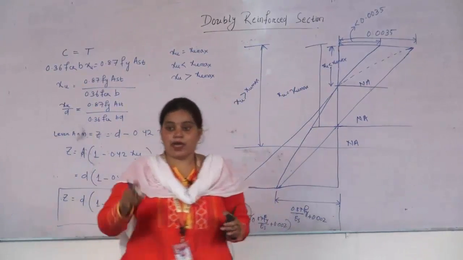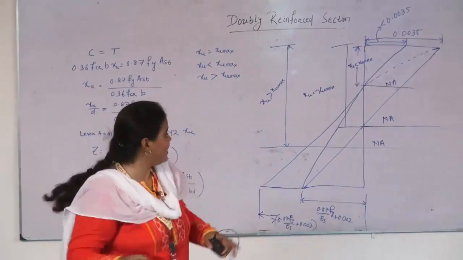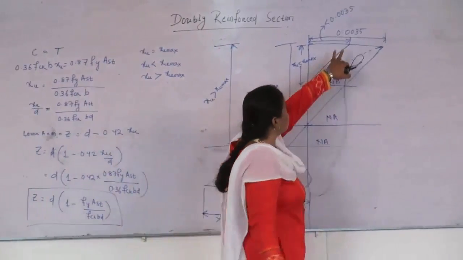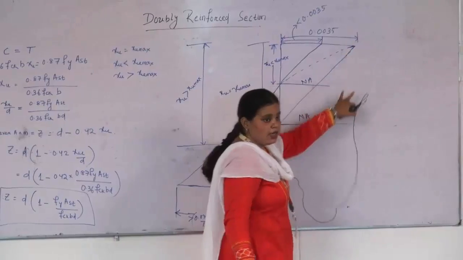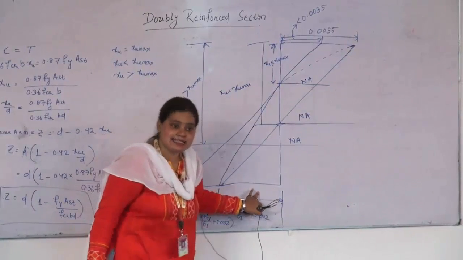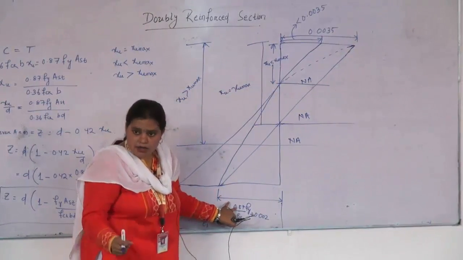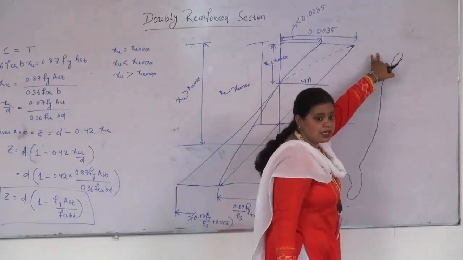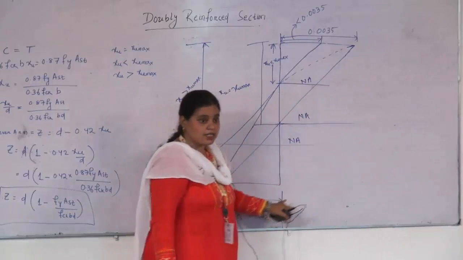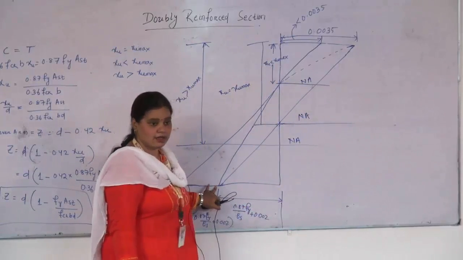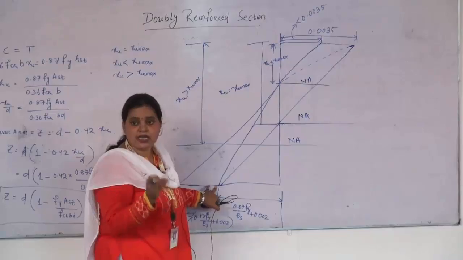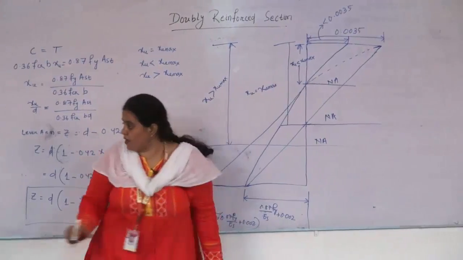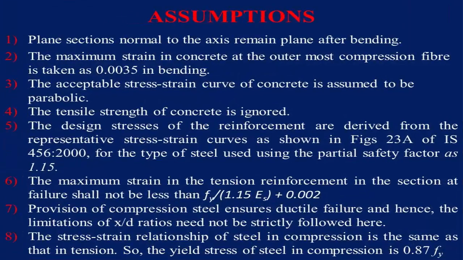Whenever the concrete already reaches 0.0035, the tensile steel strain should be less than this. Or if the concrete strain should be more than 0.0035, the tensile steel should be here, which we do not take for our design purposes. Because what does our sixth assumption say?